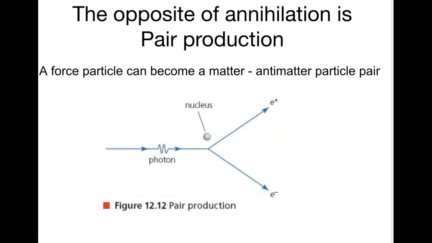Now, similarly, the opposite can happen. We can have a force particle, such as a photon, suddenly becoming a matter-antimatter particle pair. So this is pair production, when a photon becomes two particles, a beta positive and a beta negative.